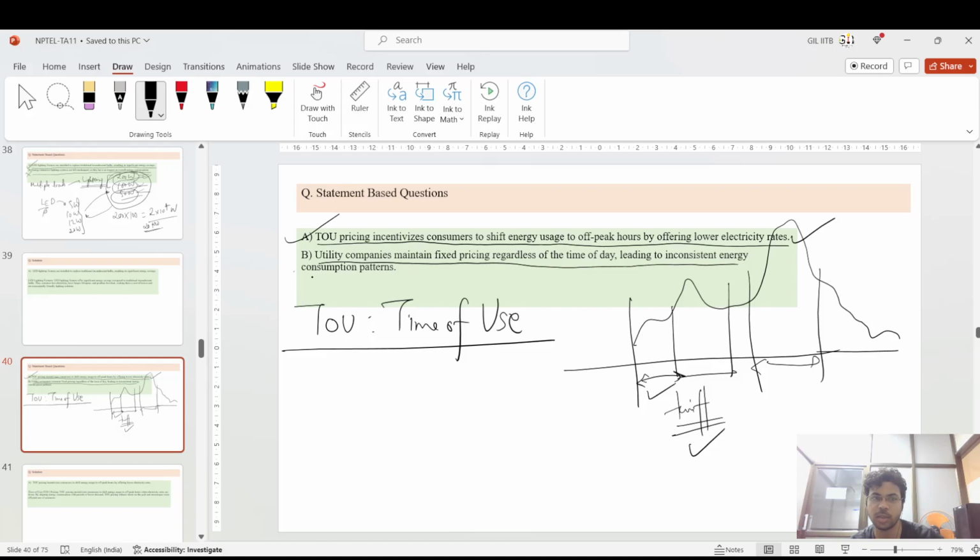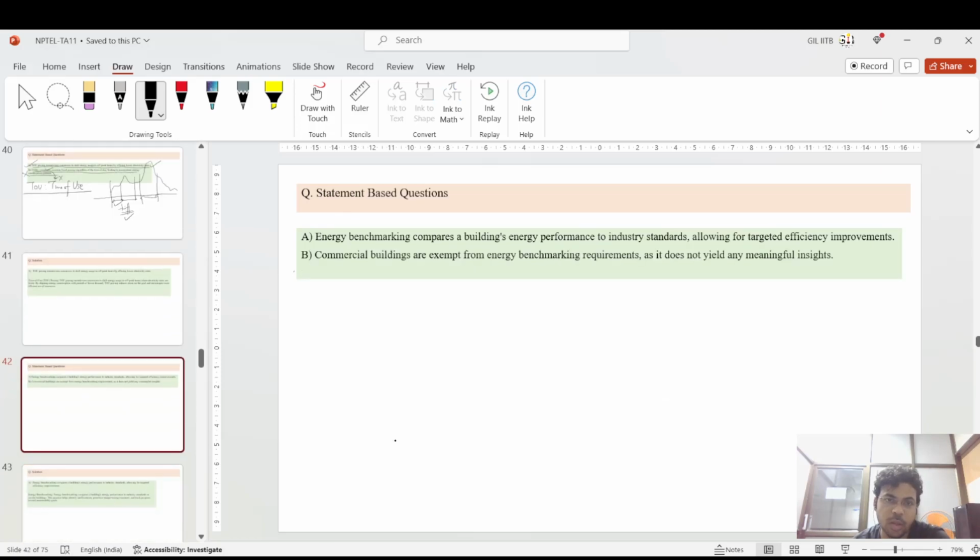The second is saying that utility companies mainly fix pricing regardless of the time of day, leading to inconsistent energy consumption patterns. That is false, because utility companies, suppose this is done through the discoms, or you can say the ministry as well, are involved in designing this TOU. Based upon that, the discoms utilize it.